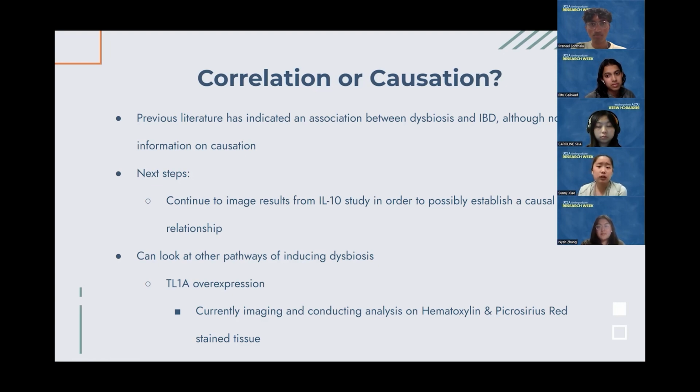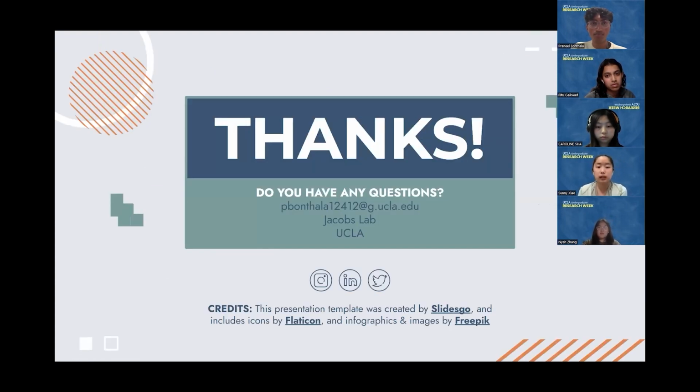Outside of completing the analysis directly related to this study, future directions could also look at other forms of inducing dysbiosis. For example, overexpression of TL1A is one form, and we're currently conducting a study, again, using hematoxylin and picrosirius red stained tissue to address this. Then we'll be able to determine if other mechanisms of dysbiosis can lead to inflammation.